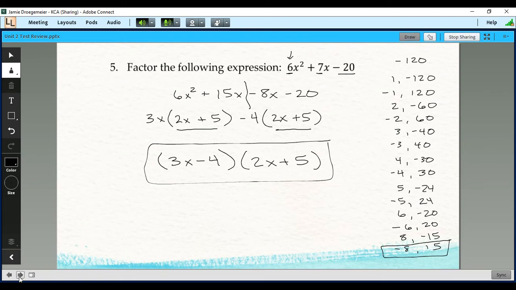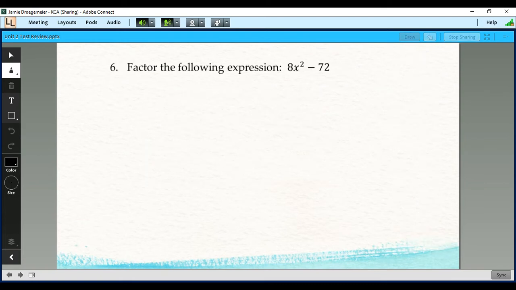All right, let's move on, take a look at number 6. So another example here of factoring. We want to factor this expression, 8x squared minus 72. First of all, I want to see, do we have a GCF? Because again, we have a leading coefficient that's something other than 1. Well, 8x squared and negative 72 are both divisible by 8, so I can factor out an 8, which leaves me with x squared minus 9.